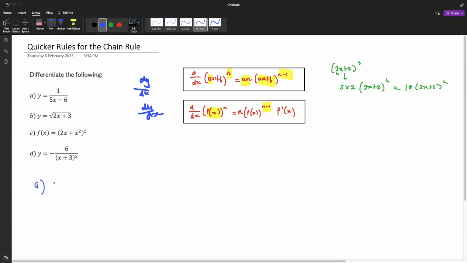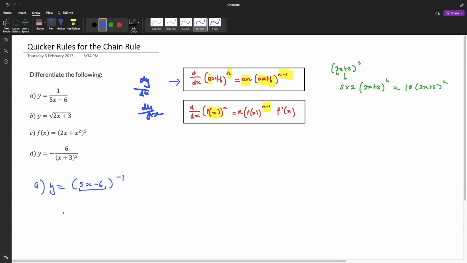So we've got y is equal to 1 over 5x minus 6. First thing I'm going to do is put this in index form. So y is equal to (5x - 6) to the power of -1. Now to derive this, again, we've got a linear function inside, as you can see, because there's no power of x, so we can use this first rule here.